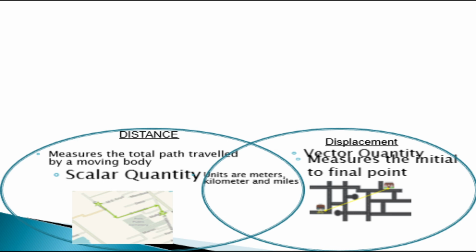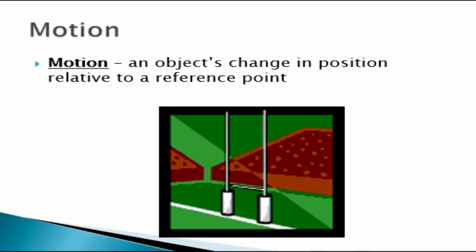Okay, now let us proceed with our lesson for today. For today, we will be dealing with objects that are in motion. Objects are considered in motion if it changes its position relative to a reference point, meaning if an object changes its place relative to a reference point, then an object is in motion.